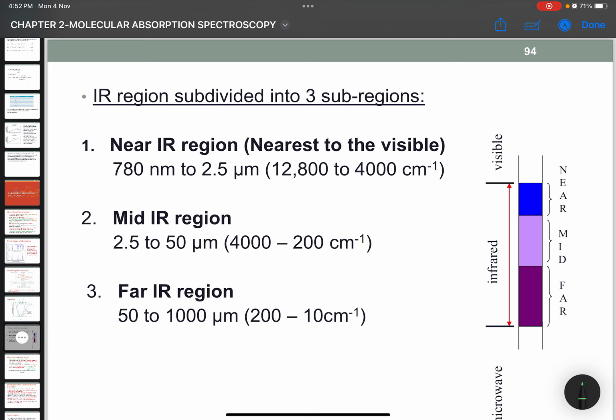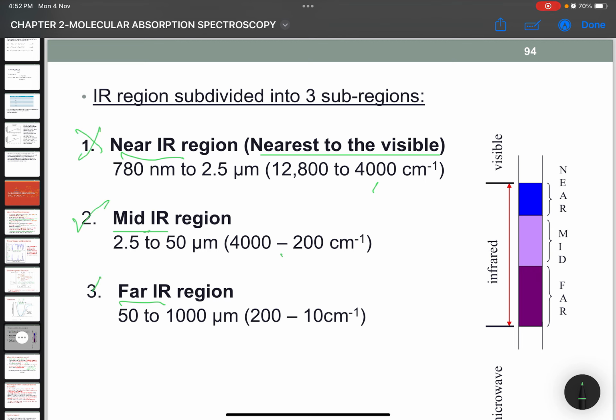Okay, this is IR region, subdivided into 3 regions. Kita ada near IR, kita ada mid IR, kita ada far IR. Okay, but the most frequently used for IR spectroscopy is the mid IR region, not the near IR region.